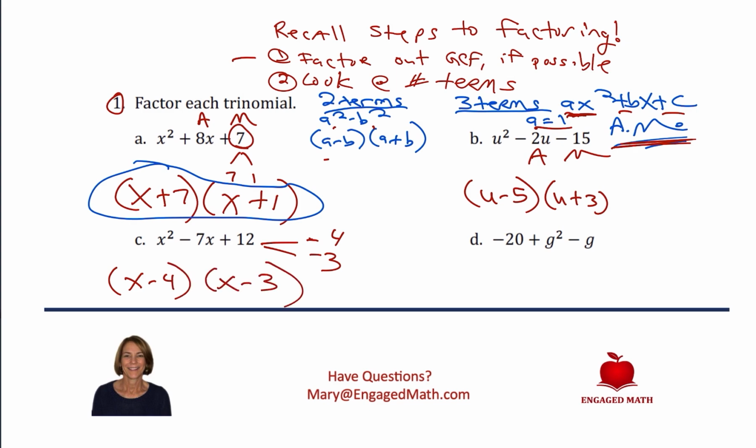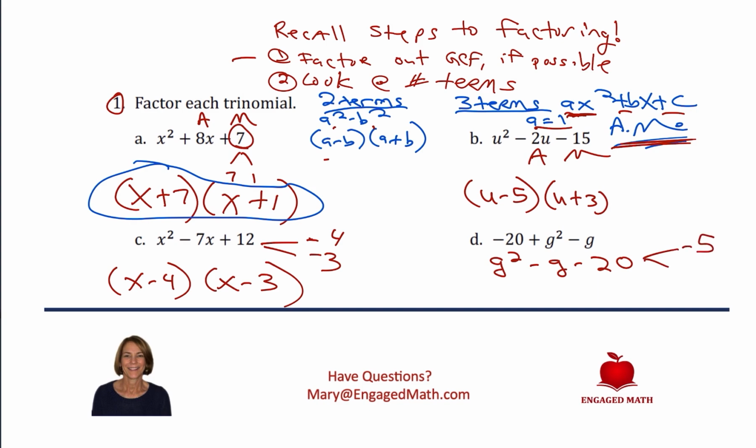Okay, the last one. The problem with D is they're trying to trick you a little bit. We have to rewrite it first in standard form. G squared minus G minus 20. And now it's in standard form. ax squared plus bx plus c is considered standard form. So this time we are adding to negative 1, even though it's not written there. We know there's a negative 1 in front of that G, and we're multiplying to negative 20.